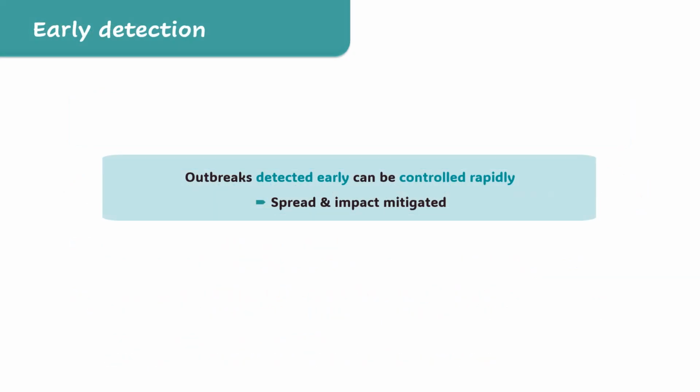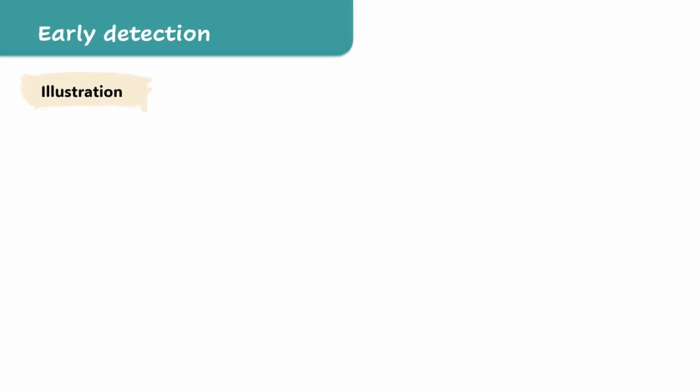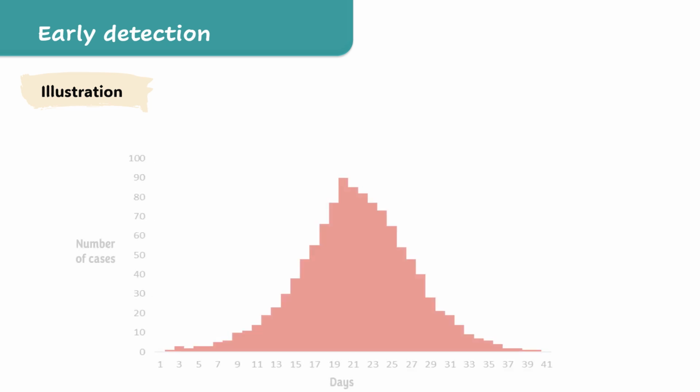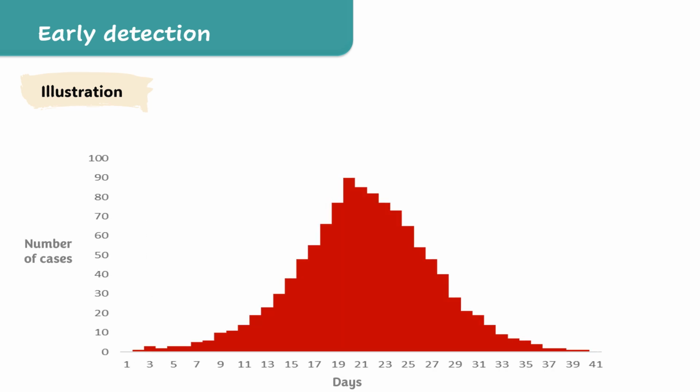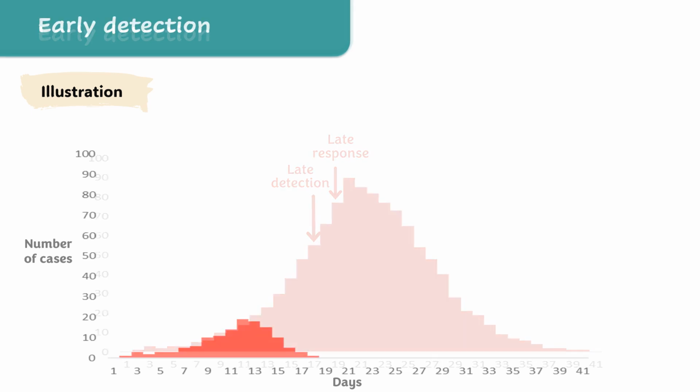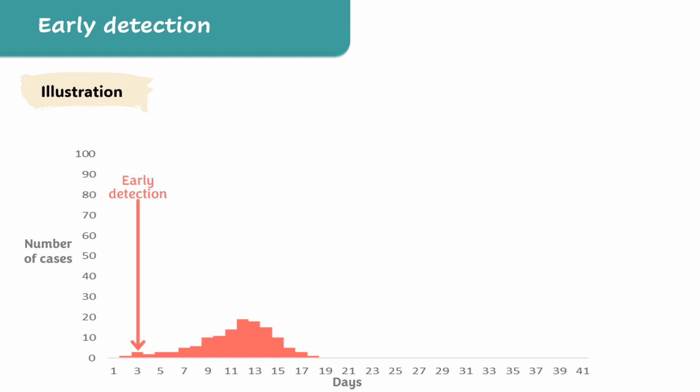Early detection is an essential surveillance objective because when outbreaks are detected early, they can be controlled rapidly, which is critical to mitigate their spread and their impact. Let's illustrate the importance of early detection with a fictive example. This chart represents the potential number of cholera cases by day if a cholera outbreak was detected with delay, which would result in a delayed public health response. On the other hand, this chart represents the potential number of cholera cases by day if an outbreak was detected early, which would enable a rapid public health response.